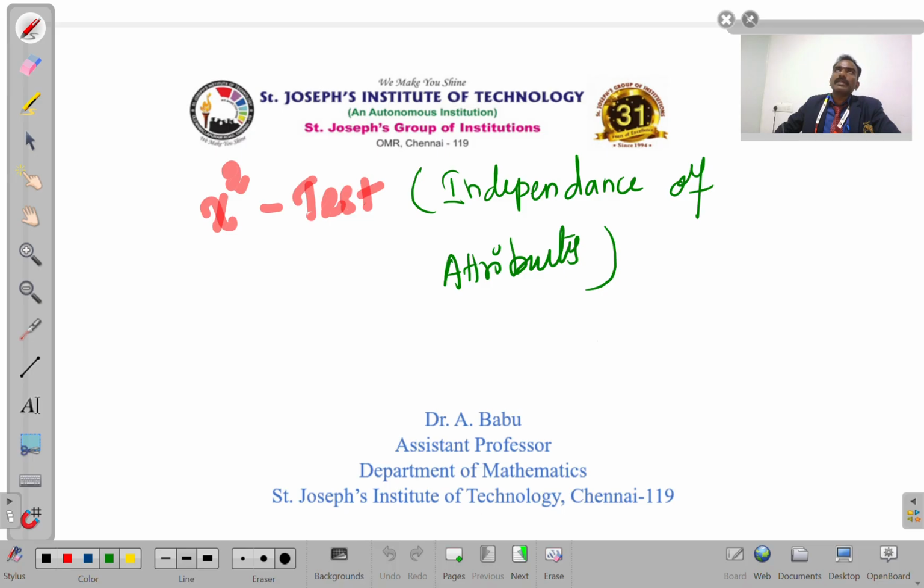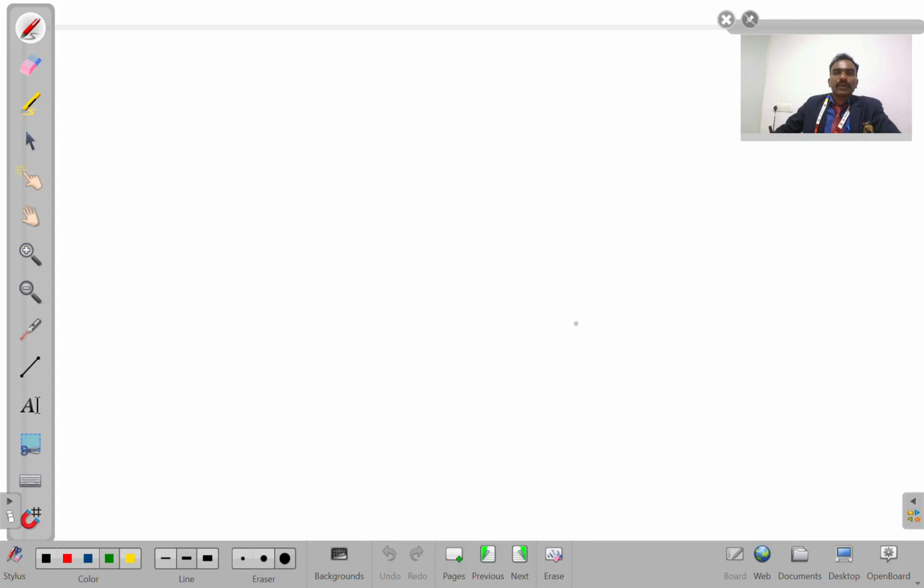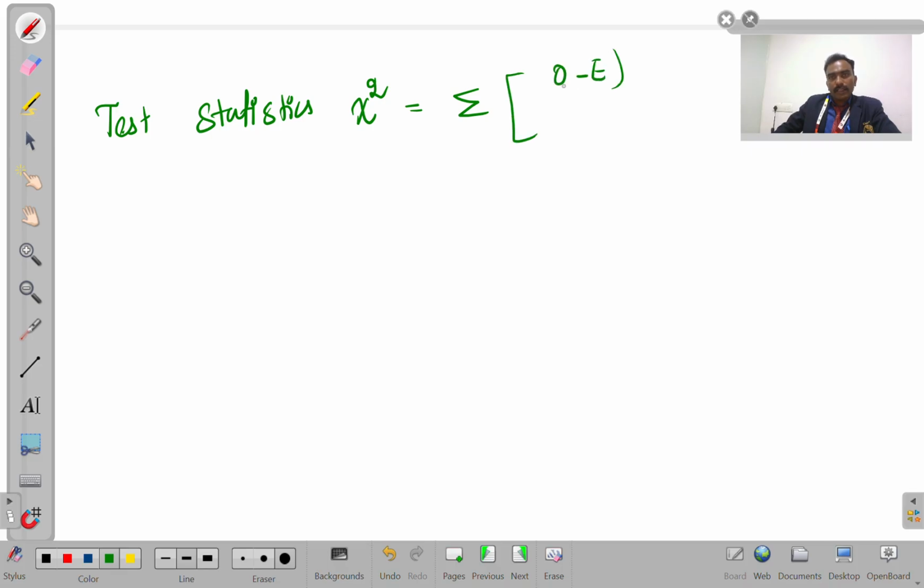In the previous video, we discussed what the chi-square test is and what the test statistic for the chi-square test is. Again, I repeat: the test statistic for the chi-square test is the summation of (observed minus expected) whole square divided by expected. This will be the chi-square test statistic formula.